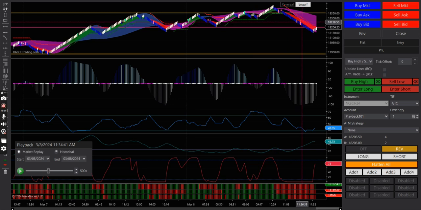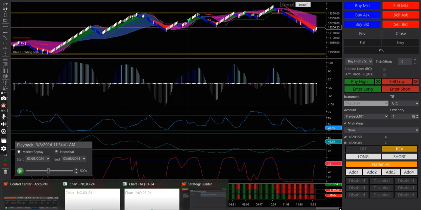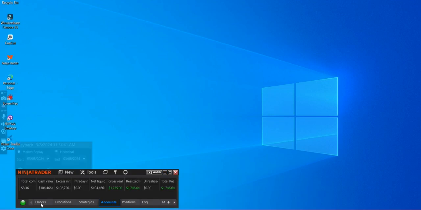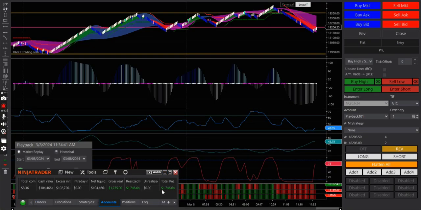So you can see that my second contract did trail the price as it was moving, because now it's pulling back. So the profit here was $1,700. So at this point, I can just call it a day. It's 11:34. I can call it a day and stop trading.